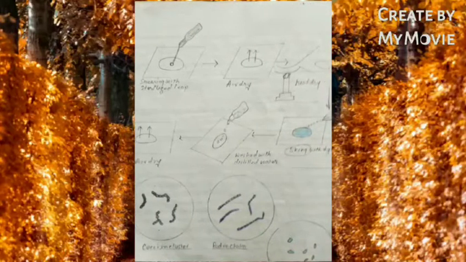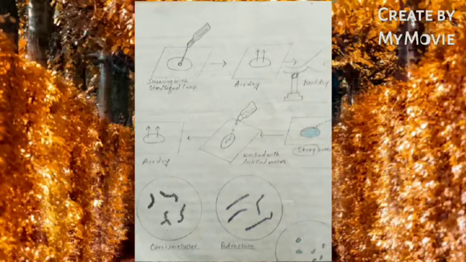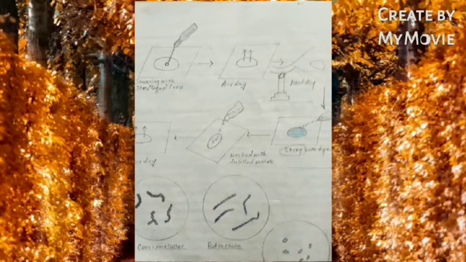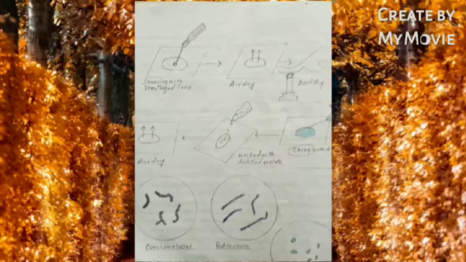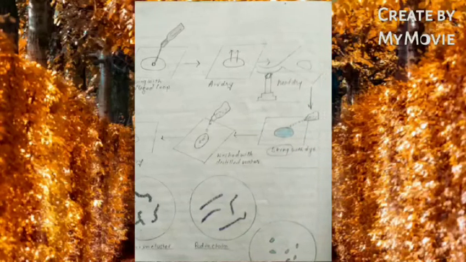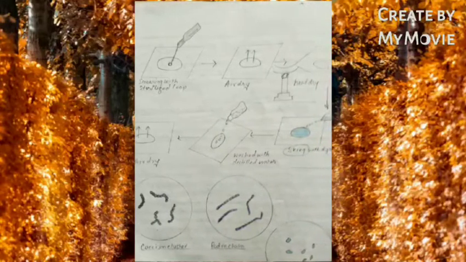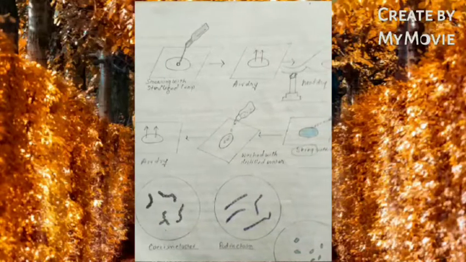Hence, the cocci in cluster, rod in chain, and the oval yeast cells are observed in a simple way under the microscope after staining with dye, respectively, with the help of simple staining using basic and acidic dyes.